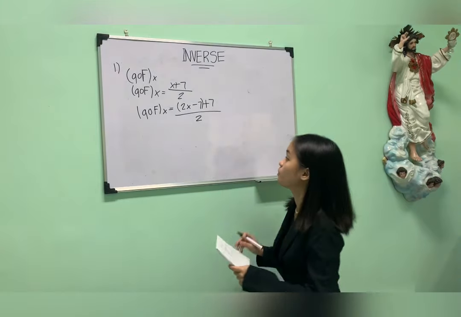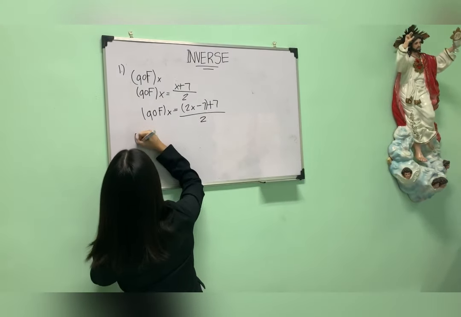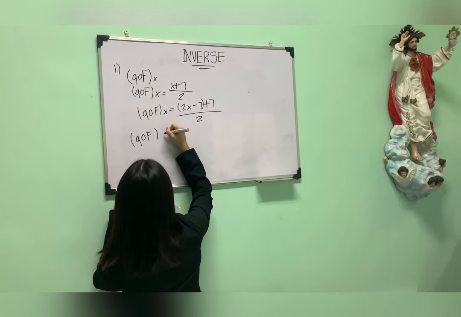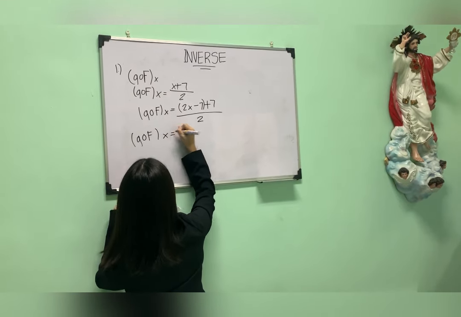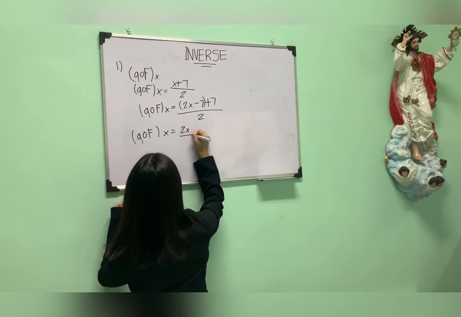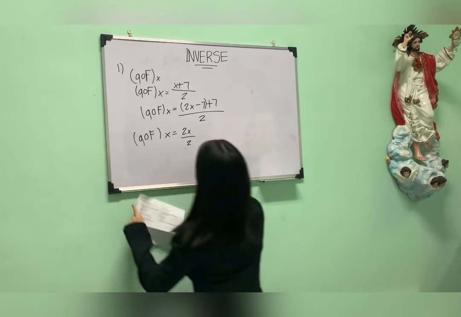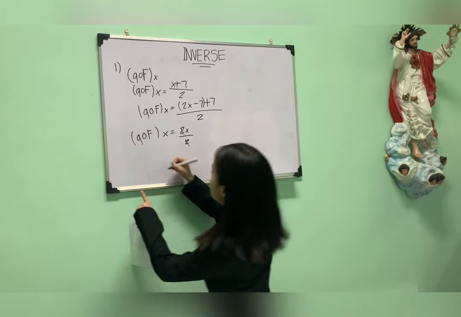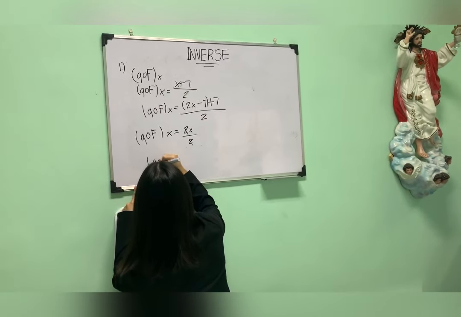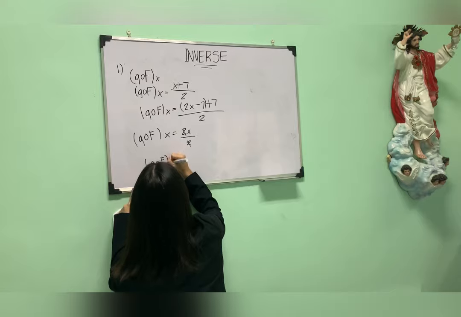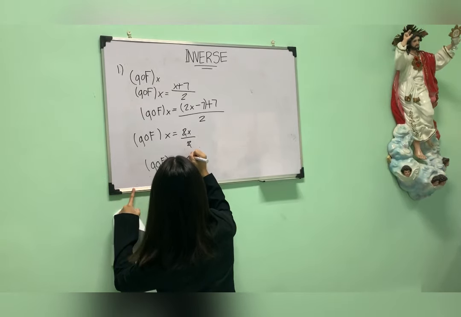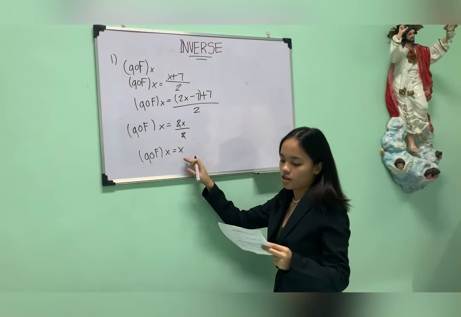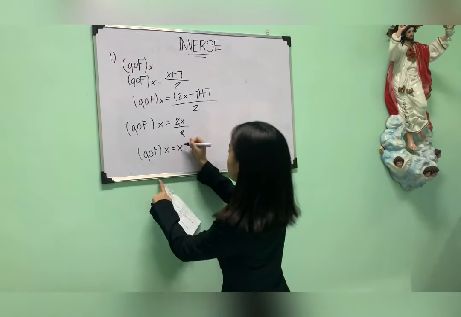Thus, the equation will become g circle f equals 2x over 2. 2 divided by 2 is equal to 1. So, g circle f of x equals x. The answer is x. Thus, the inverse is correct.